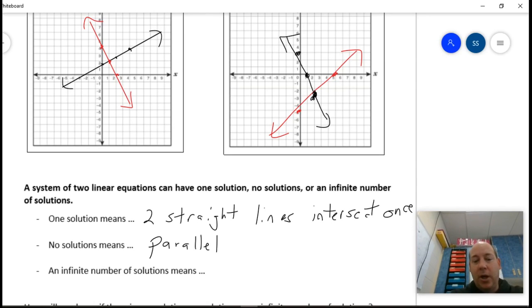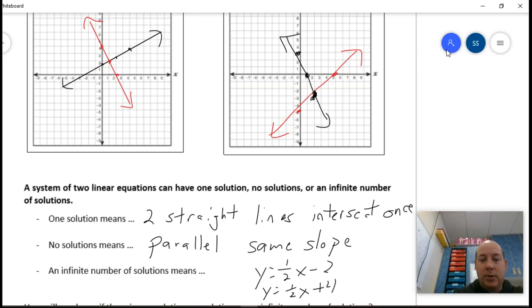Okay, and if we're looking at an equation, how do we know if something's parallel? Remember, parallel means they have the same slope, right? So let's say I had y equals 1/2 x minus 2 and y equals 1/2 x plus 4. They've got different y-intercepts, but those two lines are going to be parallel to each other because their slope is the same. So those would not have a solution.